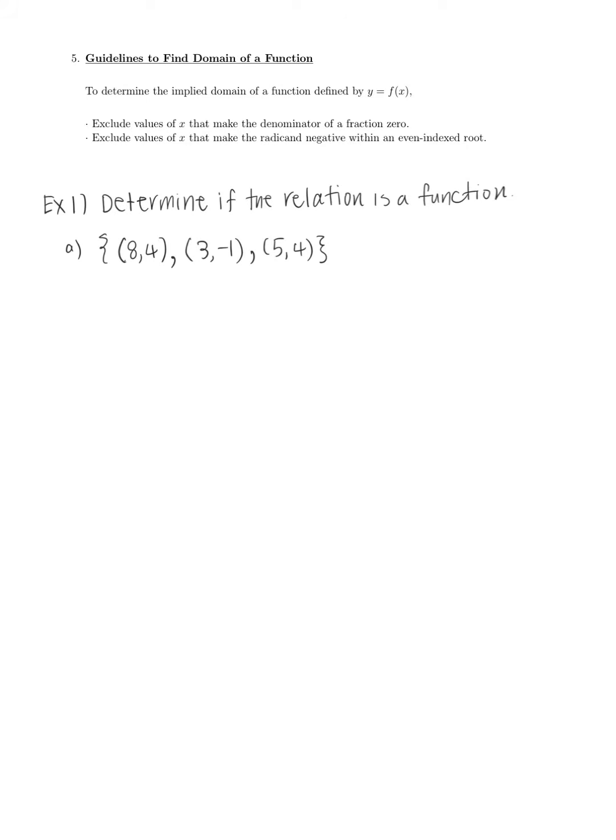Determine if the relation is a function, and the first example that we're about to do is the set of all ordered pairs. We're given 8, 4, 3, -1, and 5, 4. So remember that the first component, your x values, belongs in the domain, and the y values belong in the range. So here's what I usually do. I just write down the domain and the range. I just separate them. So who belongs in the domain? Those are all the x values, right? So we have 8, 3, and 5.